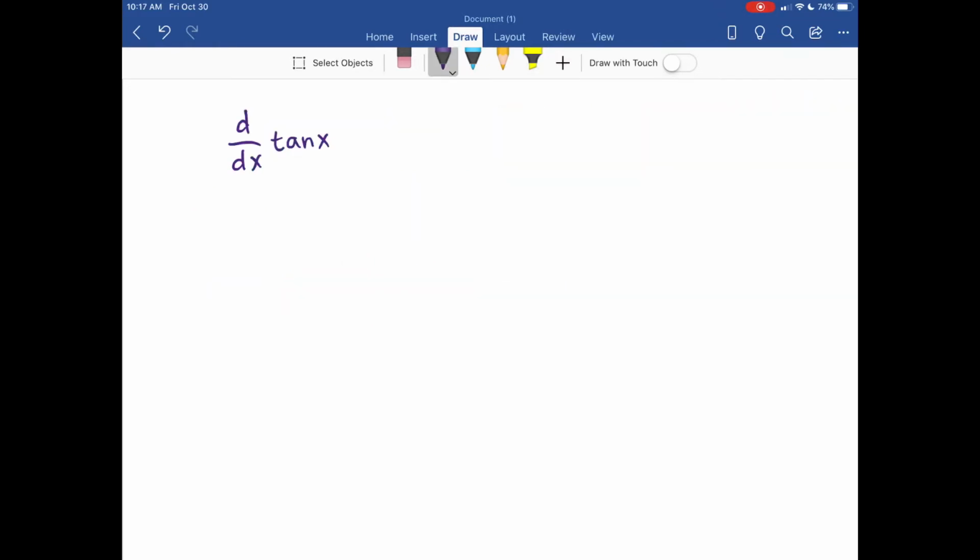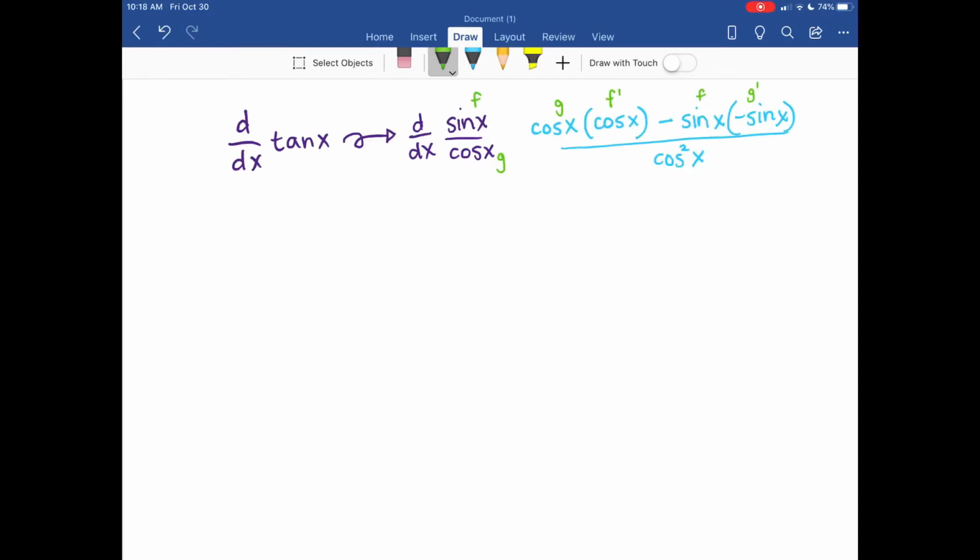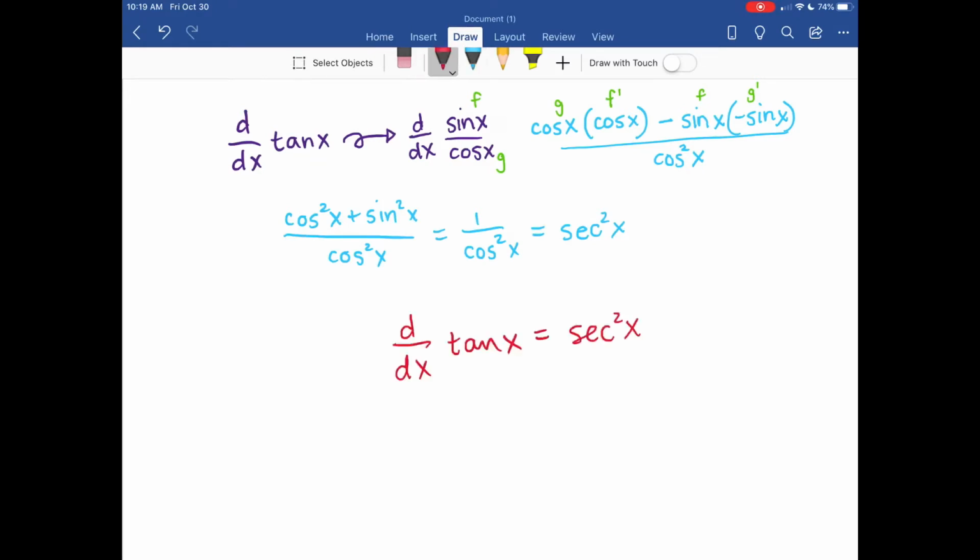How do you think we're going to come up with the derivative for tan? Well, we're going to rewrite it as the derivative of sine over cosine. How are we going to come up with that derivative? Yes, we're going to use the quotient rule. And so you notice, if we do use the quotient rule, we end up with this expression, which we can then clean up to this, which then simplifies to this statement. So this tells us that the derivative of tan is secant squared.